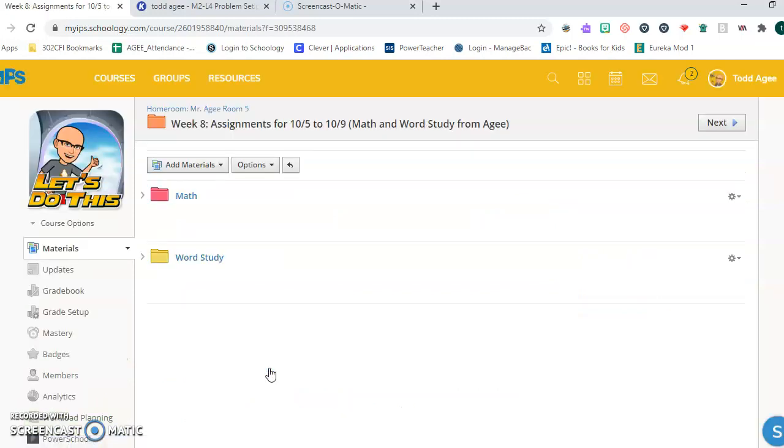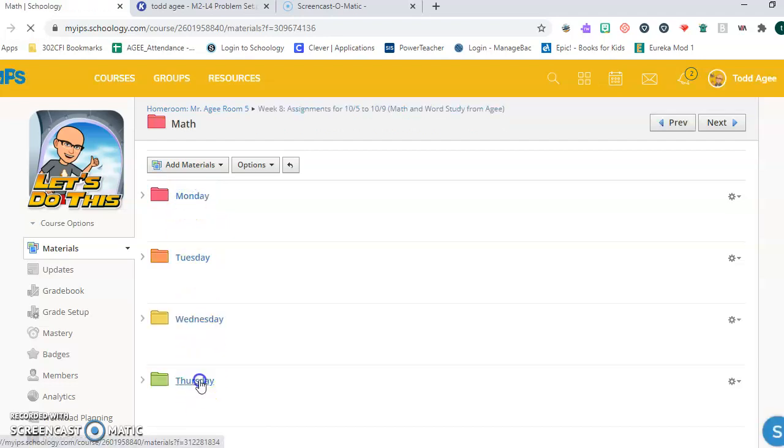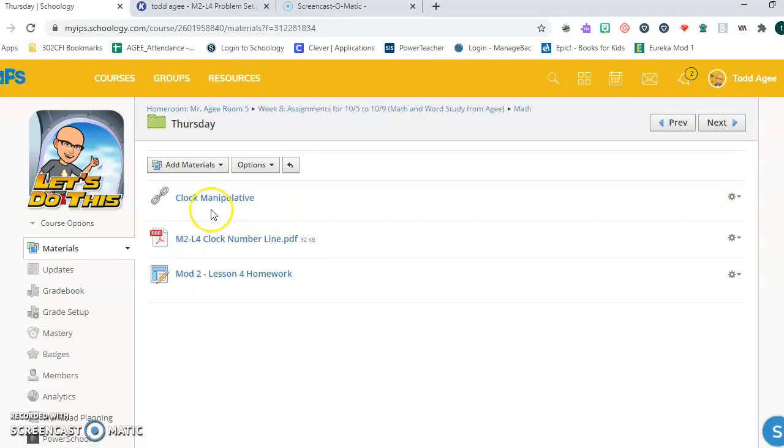But the assignments and the resources that I have for you are in the folder as usual. We're in the week 8 assignments, the math and word study from Mr. Agee. You go into math, you click on Thursday, and you'll see I've got a link to a clock manipulative, and I'll show you what that is in a little bit. I've also got an example of the number line that we are going to create together this morning. So by the time you watch this, you will probably already have created this in your green book, and your assignment is going to be in the lesson 4 homework.